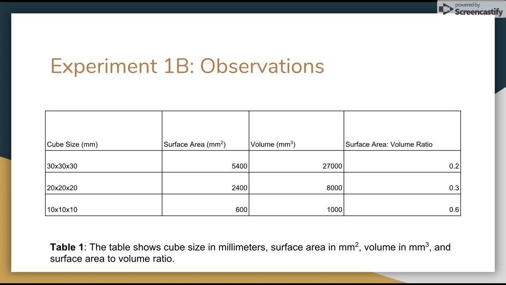This chart demonstrates the cube size and its dimensions. From this chart, the 30 by 30 cube has the smallest surface area to volume ratio, which was 0.2, and the 10 by 10 cube has the largest surface area to volume ratio, which was 0.6.